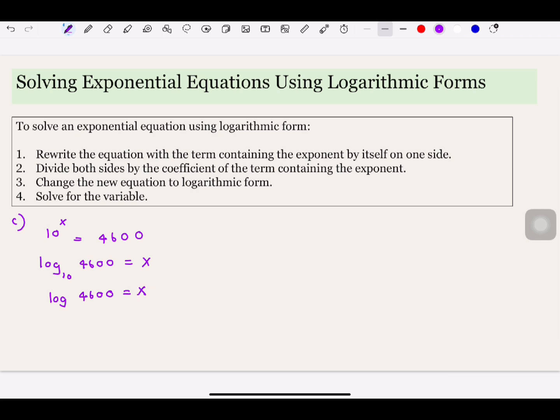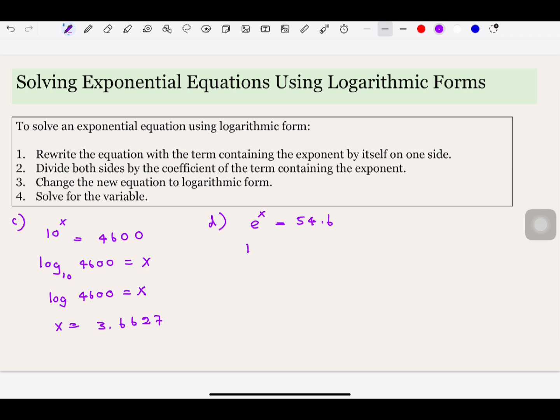If you use your calculator to evaluate log 4600, you get the value 3.6627. Next example. Let's say we are interested in evaluating e to the power x equals 54.6. Again, the exponent is on one side of the equation. There's no other term, there's no coefficient. So let's apply the logarithmic form.